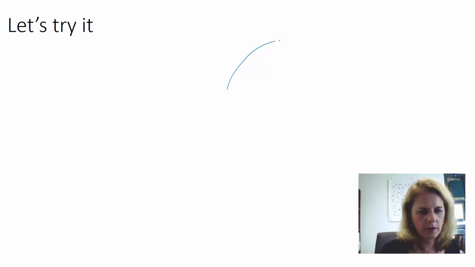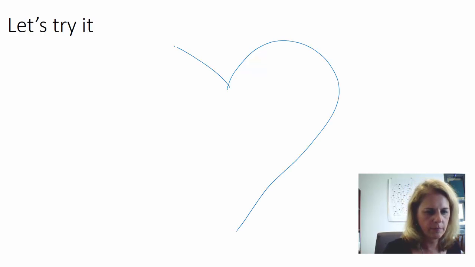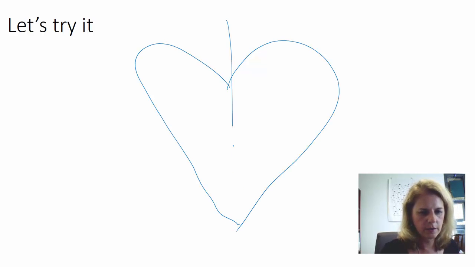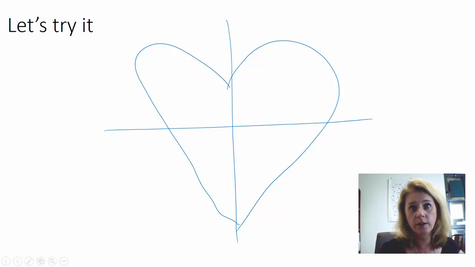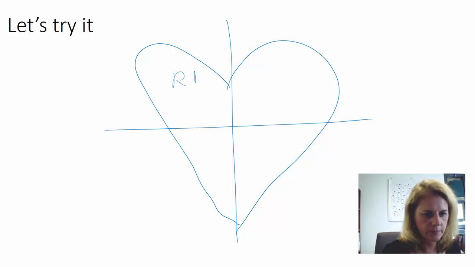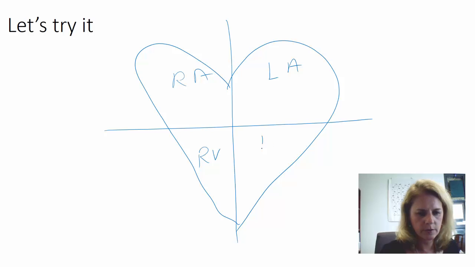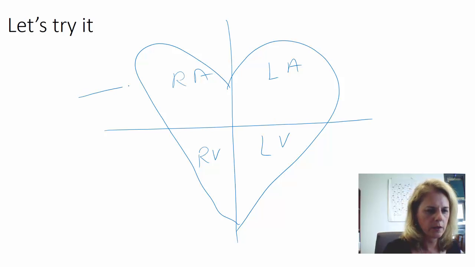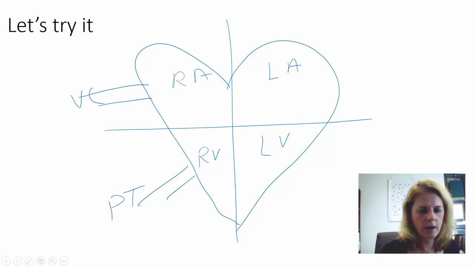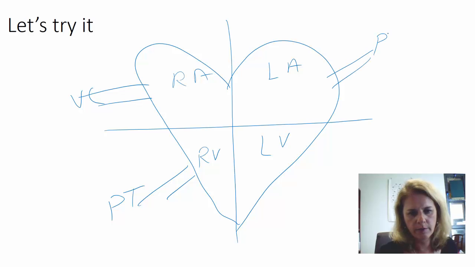All right, let's draw my heart. This is what I do in class. Right atrium, left atrium, right ventricle, left ventricle. All right, here's my vena cava coming in. Here's my pulmonary trunk going out. Here are my pulmonary veins coming in. Here's my aorta coming out.